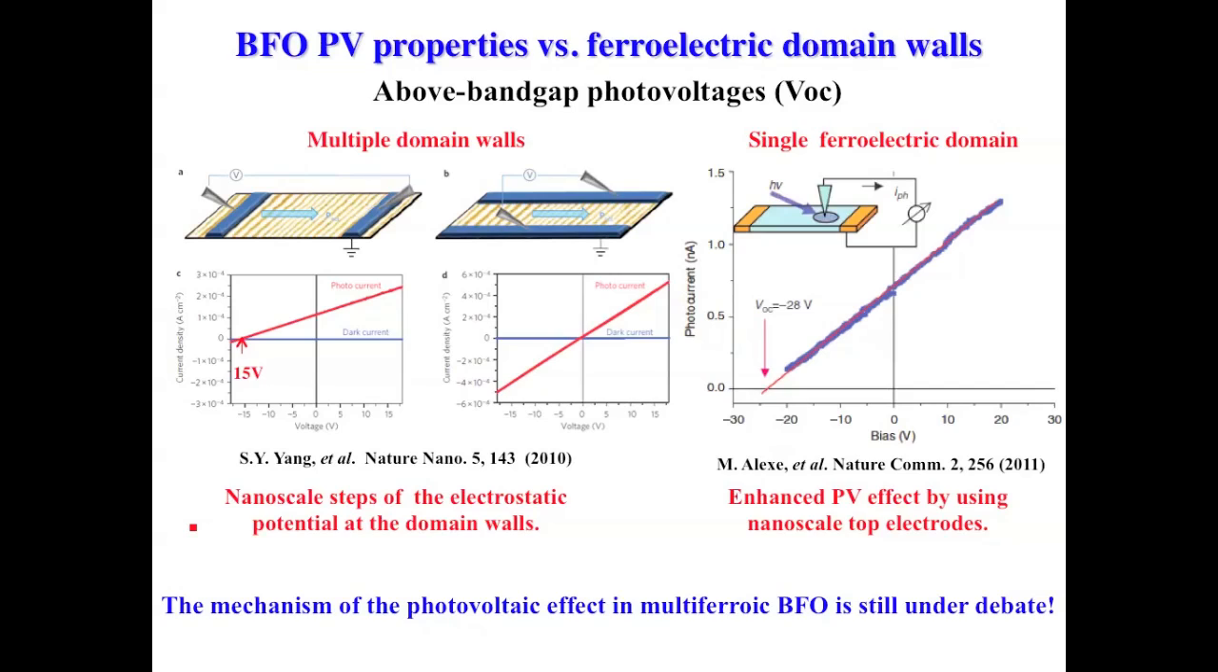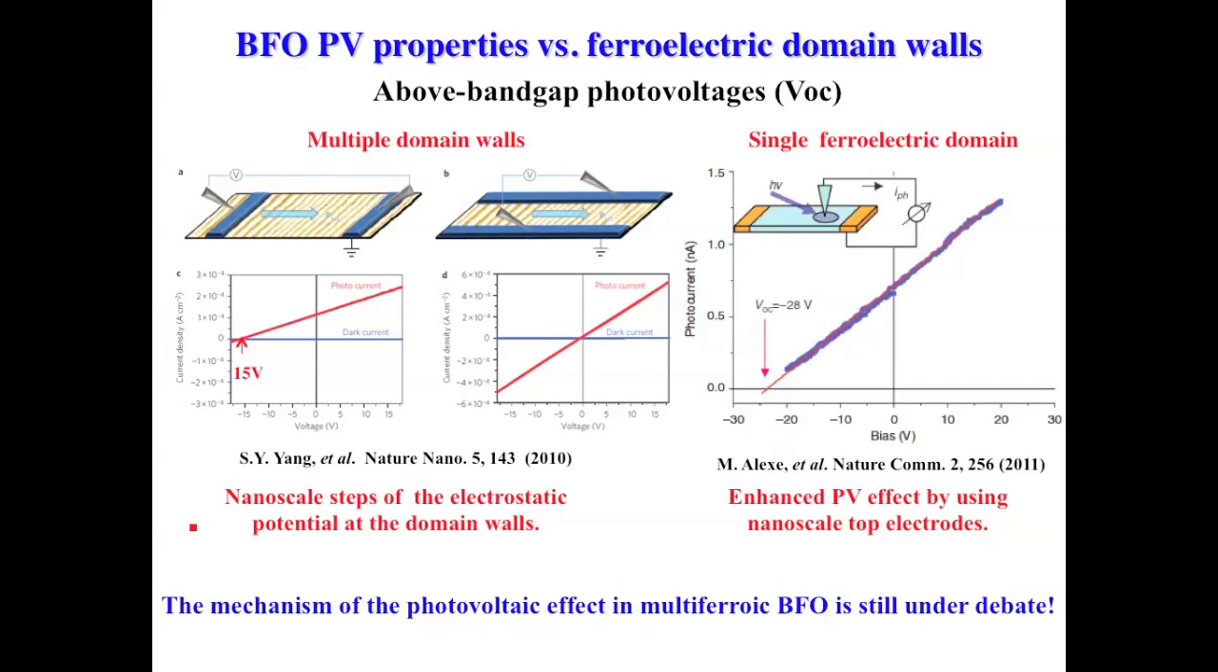So this is a recent result obtained in an epitaxial BFO film, but with a specific geometry where the domains are organized in this manner here, and they got a VOC of about 50 volts in the multi-domain system, and here in the single one they are able to go up to 28 volts. But here this is a single domain. So this is some controversial result, and you can easily understand that the mechanism underlying this bulk photovoltaic effect in BFO is under debate.